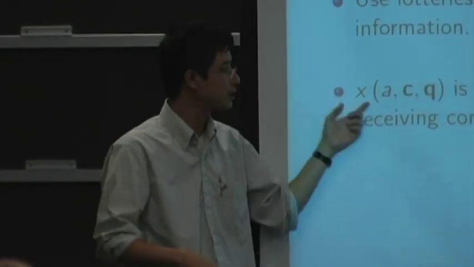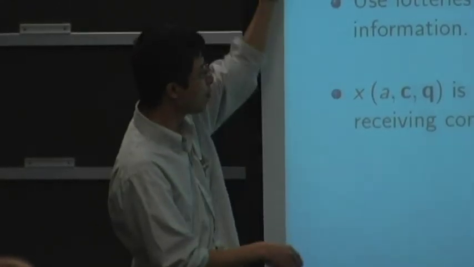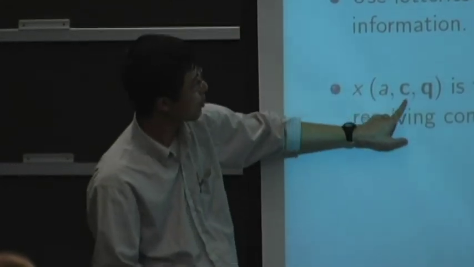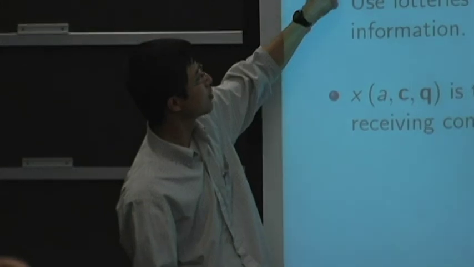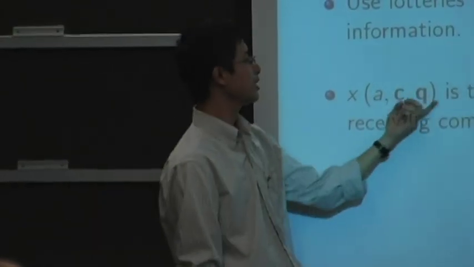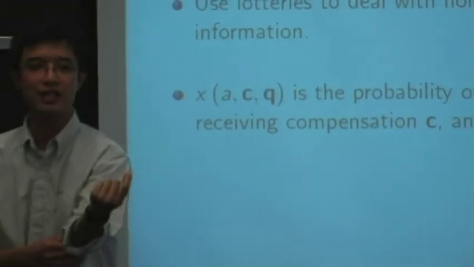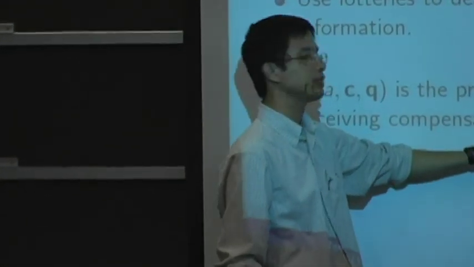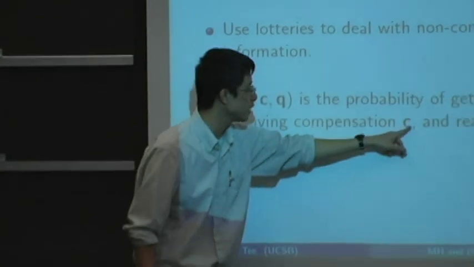When we put it in the computer to solve for this, there's going to be a whole grid of A, a whole grid of C, and a whole grid of Q. You just need to look for where you put the mass on this grid. That's how we compute it. And we're going to interpret this as the probability of getting a recommendation of action A, receiving compensation C. Now I'm talking about compensation, but sometimes we can call it consumption.